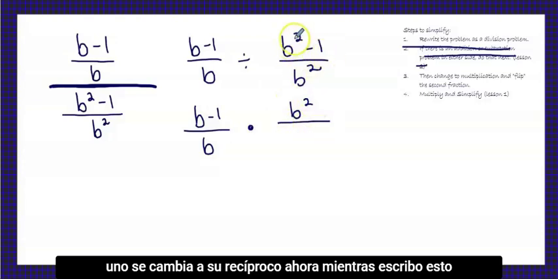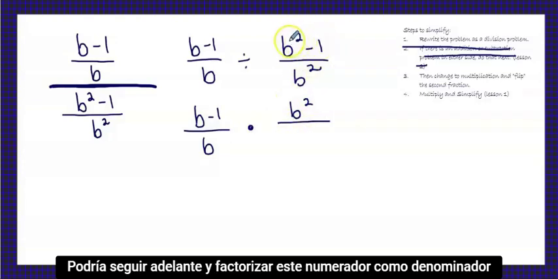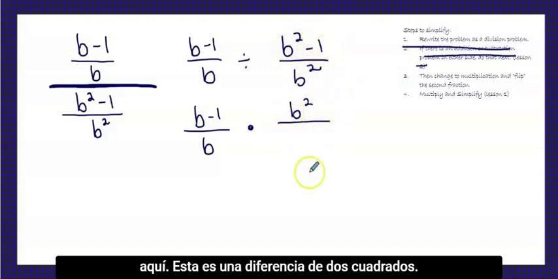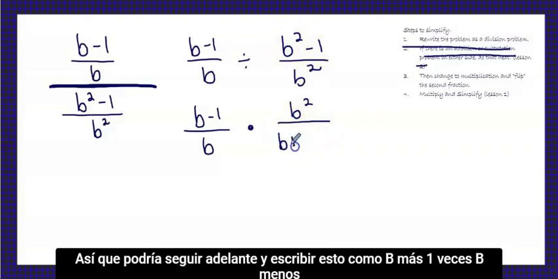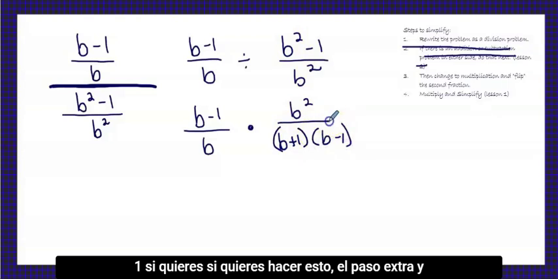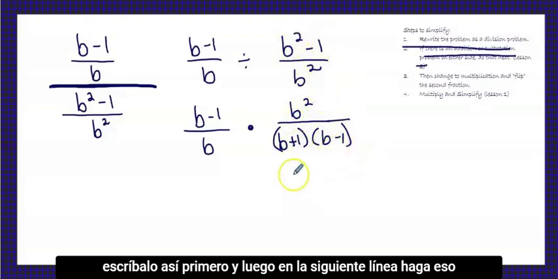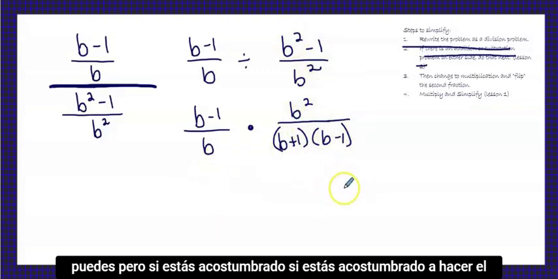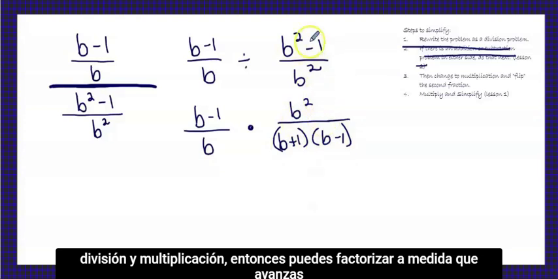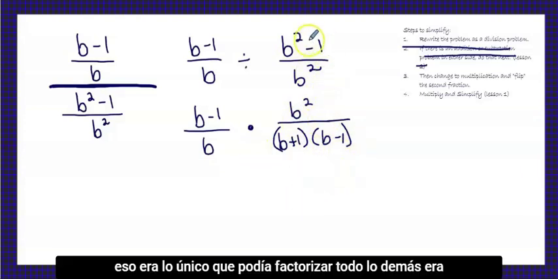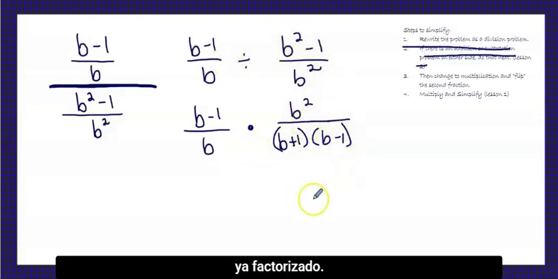Now, as I'm writing this, I could go ahead and factor this numerator as the denominator here. This is a difference of 2 squares, so I could go ahead and write this as b plus 1 times b minus 1. If you want to do the extra step and write it like this first, and then in the next line do that, you can. But if you're used to doing the division and multiplication, then you can factor as you go. That was the only thing I could factor. Everything else was already factored.